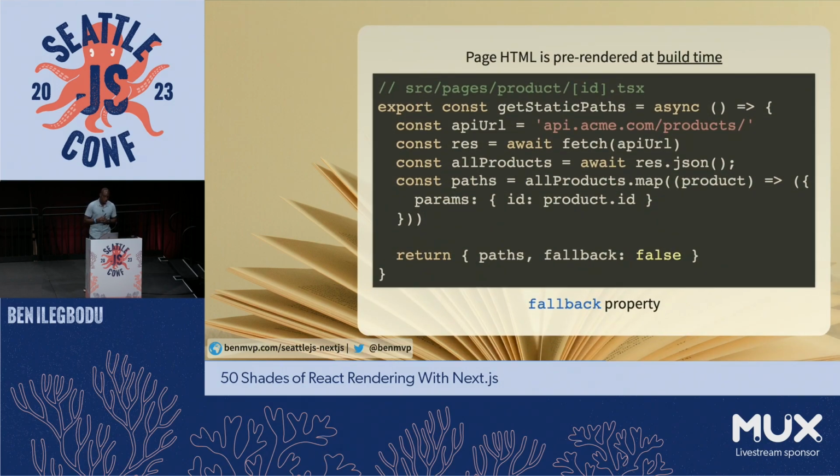So with static site generating, HTML pages are now pre-rendered at build time. So you run next build and all of the HTML pages are generated then. And that same pre-rendered HTML is used for all requests, so not just for you as a client, but all clients that come to the site.